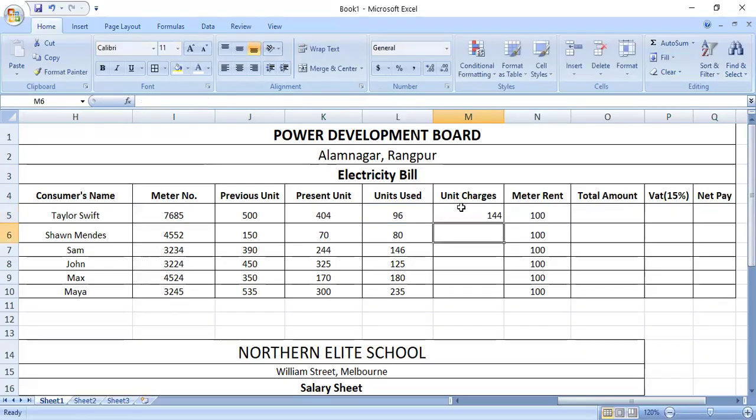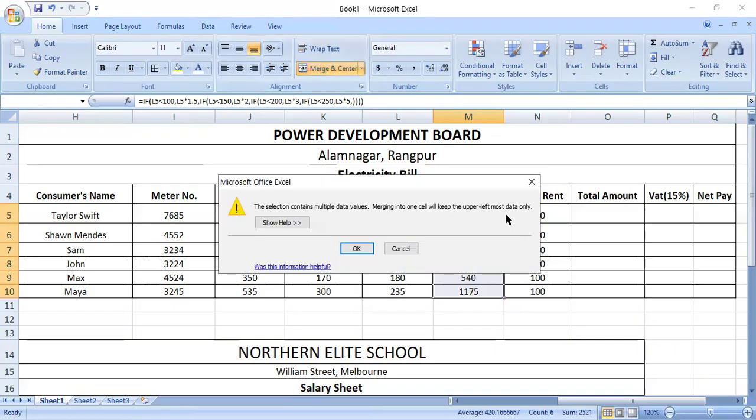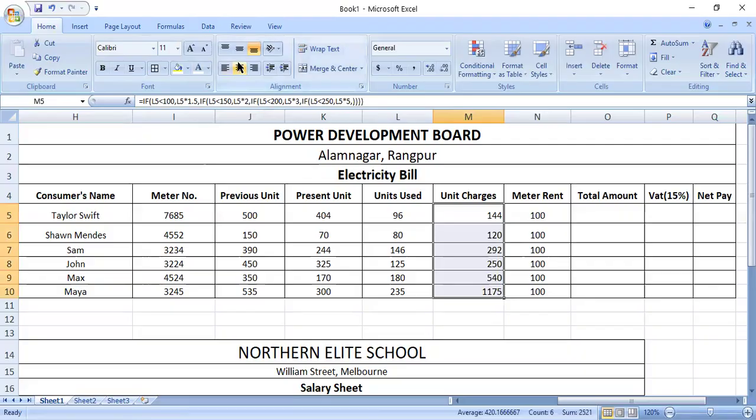Make sure you write the right formula or it won't give you the accurate results. Now you just bring the mouse over the edge and then drag it, pull it downwards, and you get these unit charges. Now center align them so that they look good. Okay, so center align is this. I merge them.